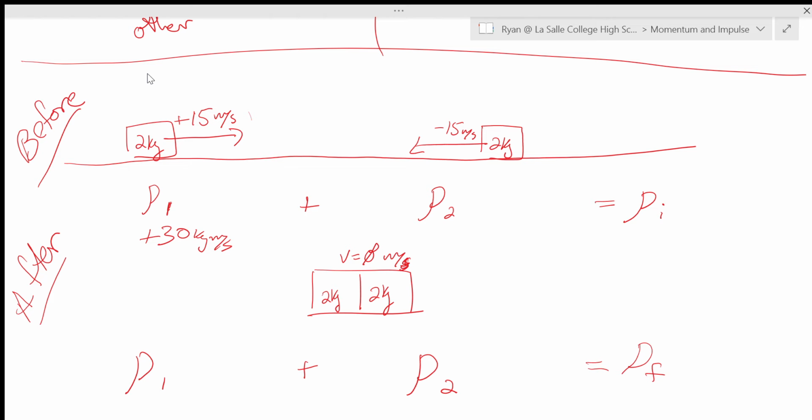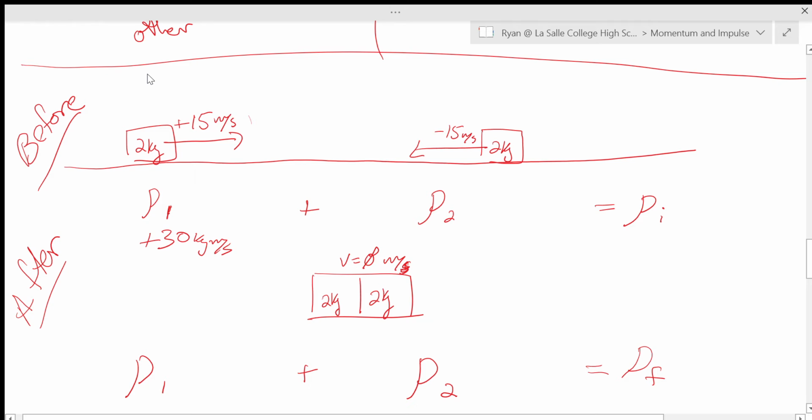So we have these two coming in towards each other, right? The left box has a plus 30 kilogram meter per second. The right box has negative 30 kilogram meter per second momentum. So the total momentum of the system is actually 0. Seems odd, right? They're both moving.